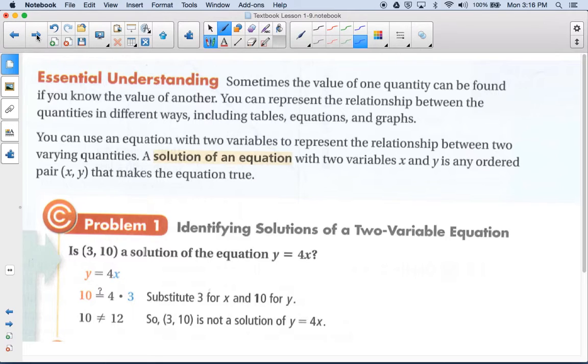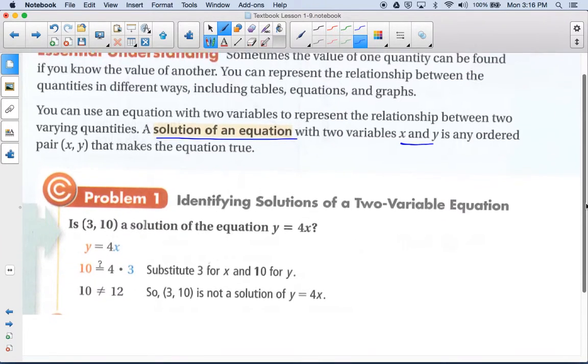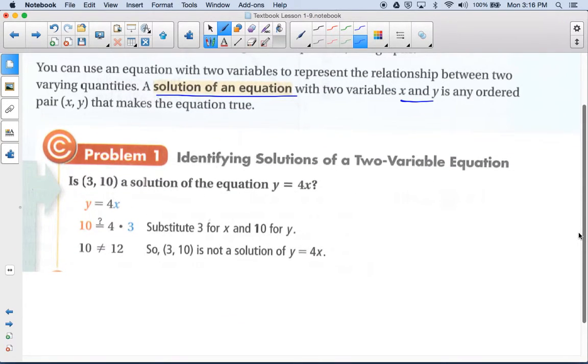The first thing we want to do is determine if an ordered pair is a solution of an equation. A solution of an equation with two variables, x and y, is any ordered pair that makes the equation true. So the way we determine if a point, an ordered pair, is a solution to an equation is we plug in the x and the y values and see if it makes the equation true.